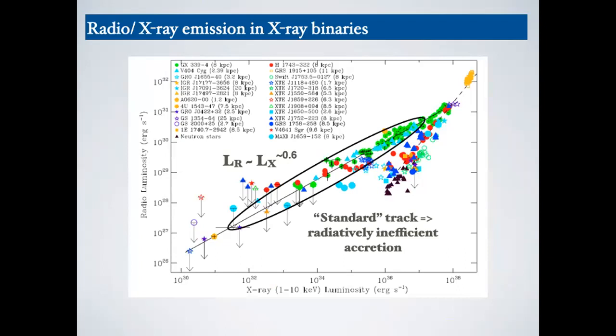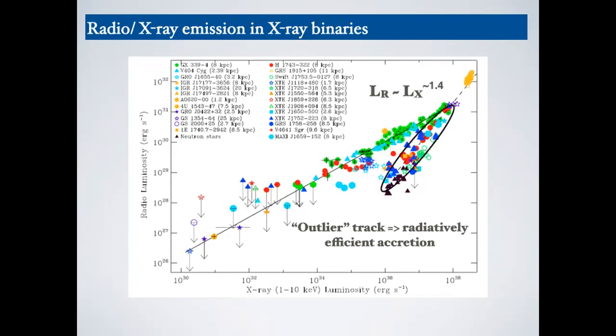One track is called the standard track, in which the radio luminosity is related to the X-ray luminosity with an index of 0.6. We call these radiatively inefficient accretion. On the other hand, there is an outlier track where the index is steeper, of the order of 1.4, and we call them radiatively efficient outflows.